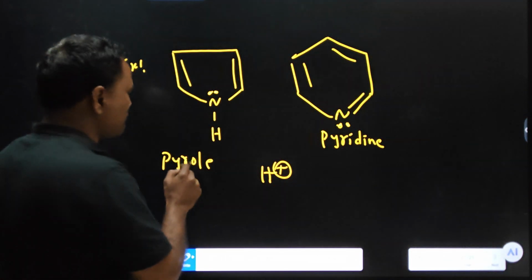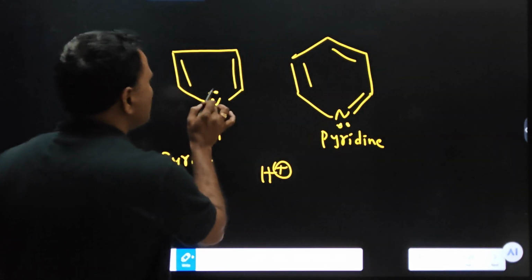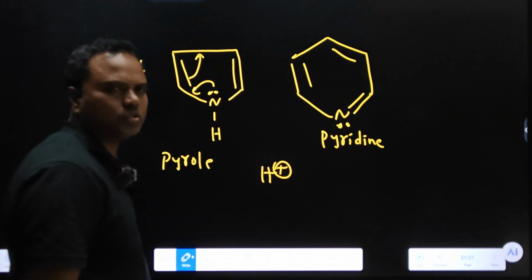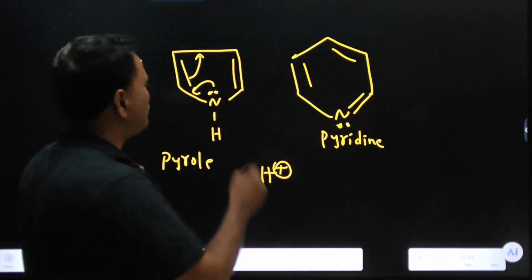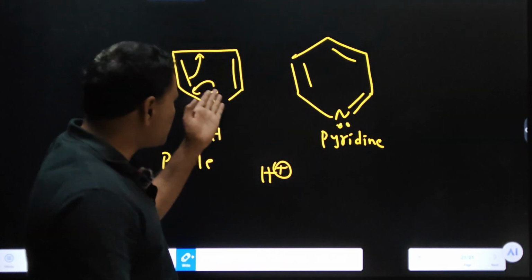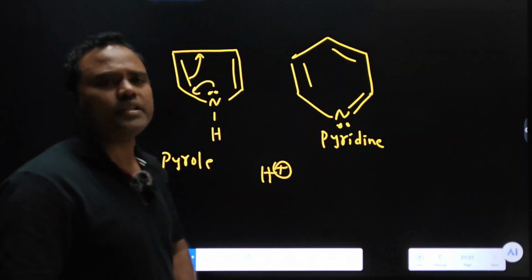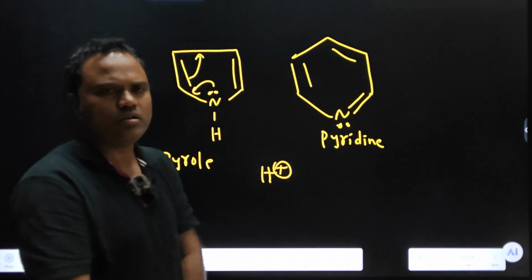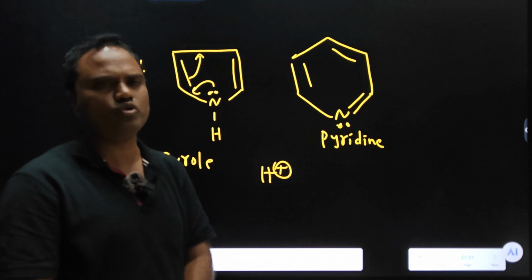See, in pyrrole, remember, this lone pair enters into the resonance to satisfy aromaticity. Okay. Donation is difficult. Why? Because this is busy in resonance to satisfy the aromaticity. I will tell you the aromaticity concept. Okay. Just remember, between pyrrole and pyridine, which is more basic?